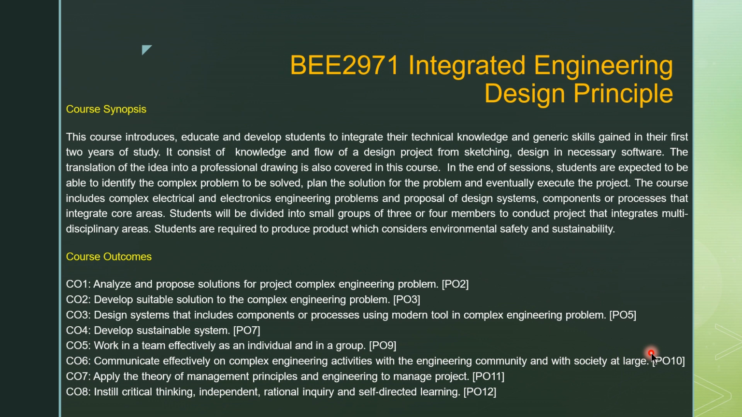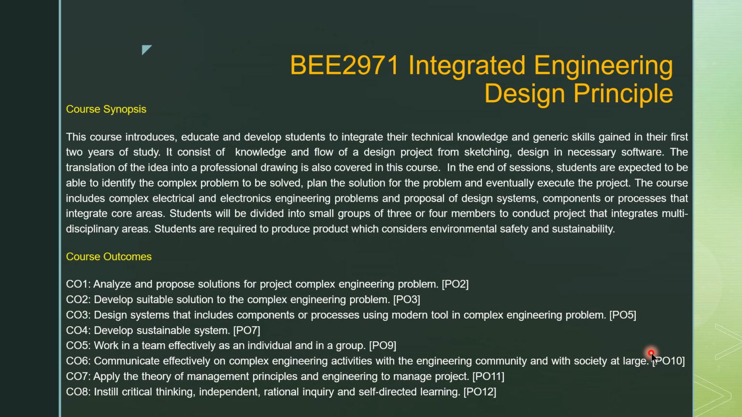Let's go through this, because I didn't explain it in our first week, as we only focused on forming your group members. In the first week, I gave you the freedom to choose your own members. Now we have 23 groups that will proceed with these IED or IDP projects. In this subject, which is only one credit, Integrated Engineering Design Principle BE2971.